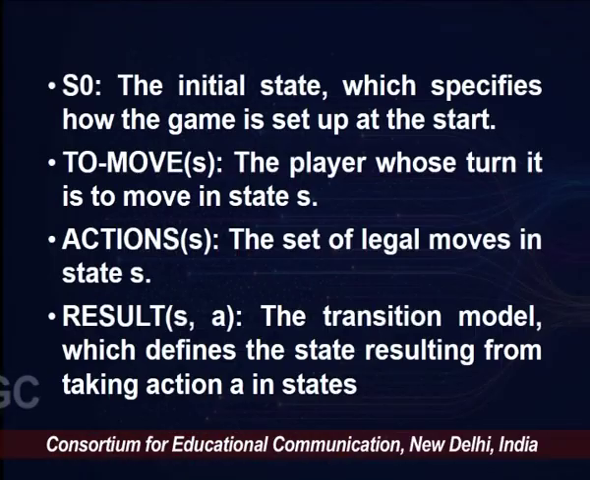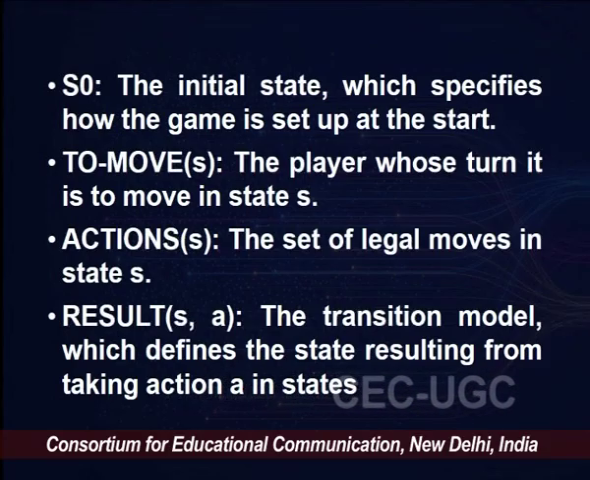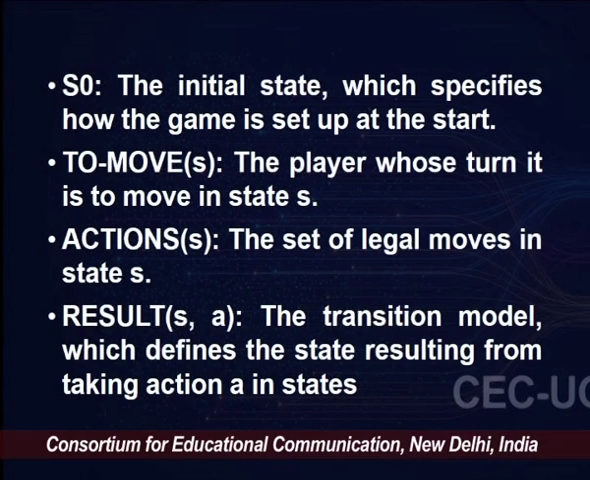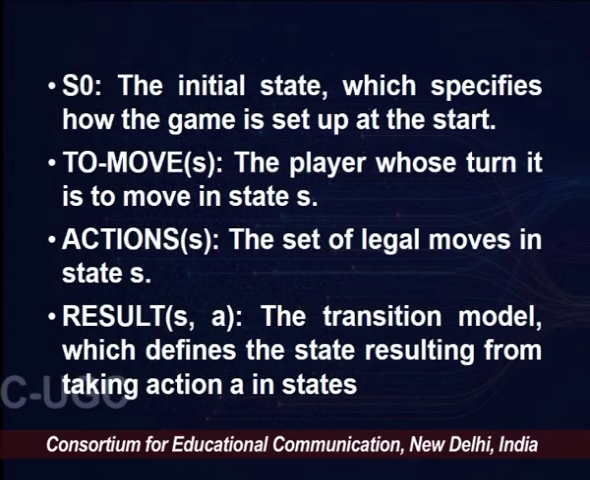Then we have a result, which says S comma A, which is the kind of transition model which defines the state resulting from taking that action A in the state S. So, this is kind of a move. What is going to be the result if the action A has been taken and the current state is S?